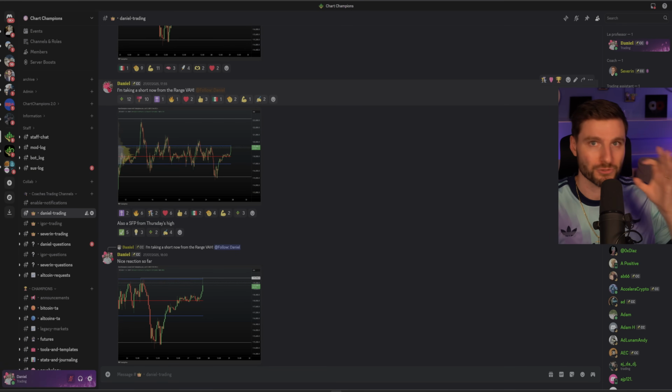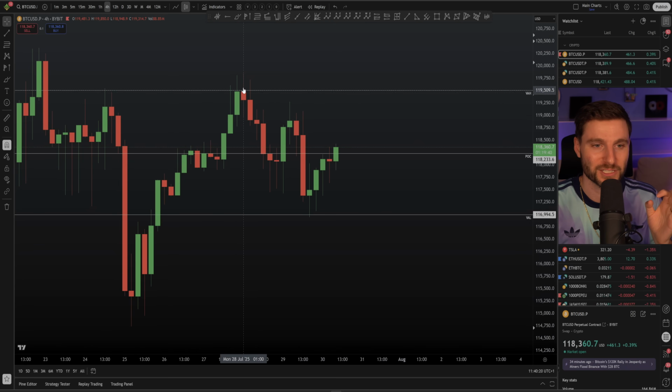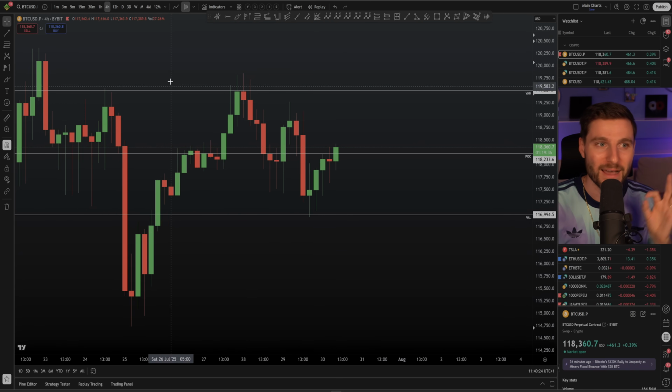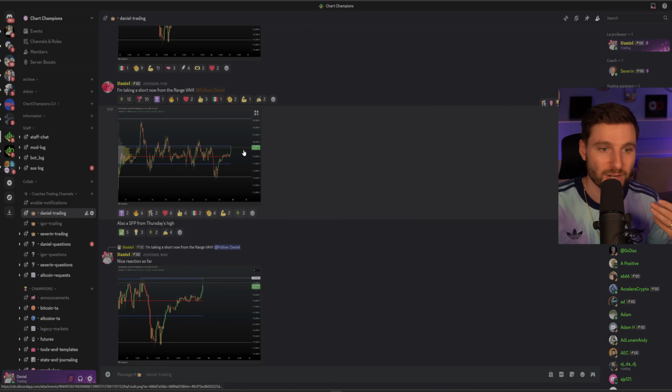I want to go through this pretty quickly, because we all know we did get our rejections from the value area high. We've made our way down to the value area low, mamma mia, I love to see it. Very well respected, but just so you can understand and see transparently what I was posting in the group: took the short from the range value area high.